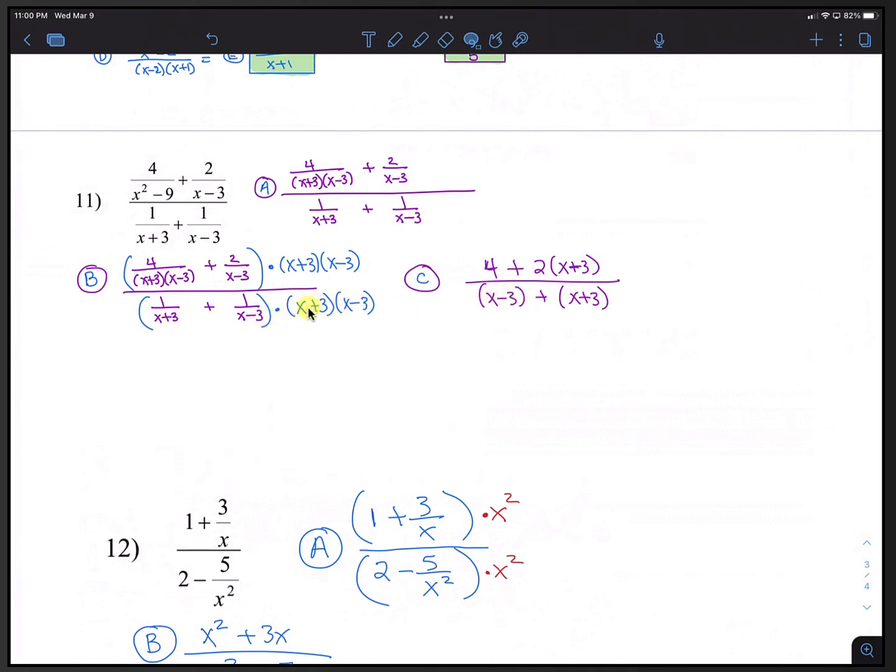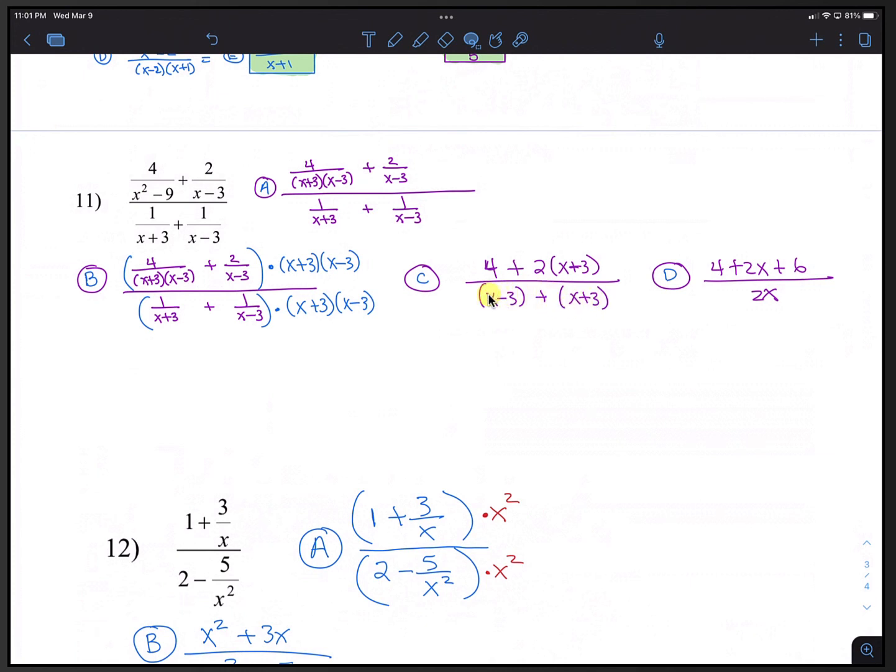Then finally, we'll multiply what we have on the outside times this fraction. And the x minus 3 here will cancel with this x minus 3, leaving you with x plus 3. And that's what you see here. All right, brings us to the next step. Step D. If we distribute the 2 into this parentheses, we get 2x plus 6, and then we just add the 4 in front.